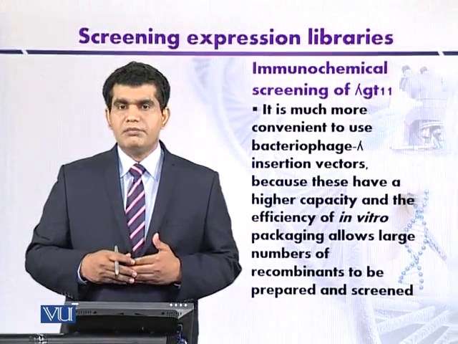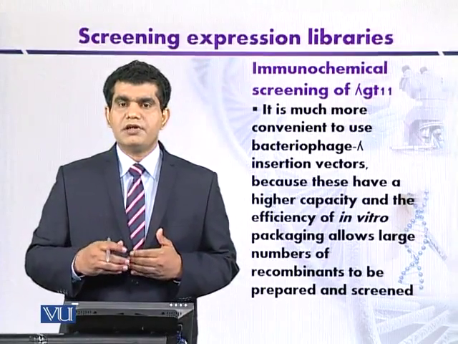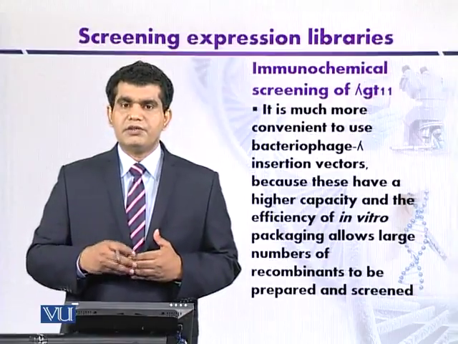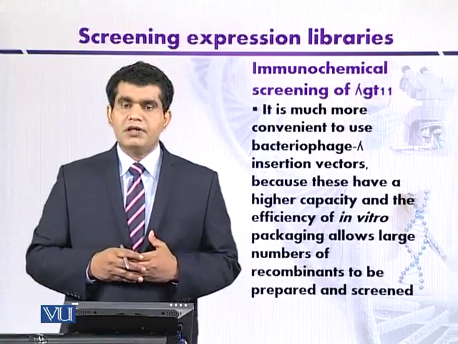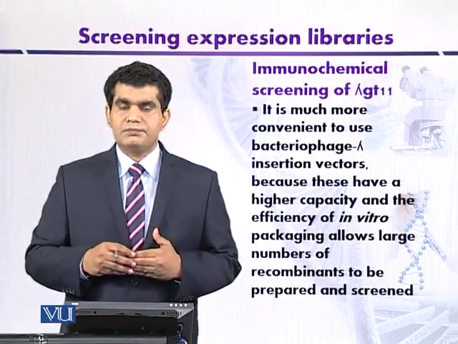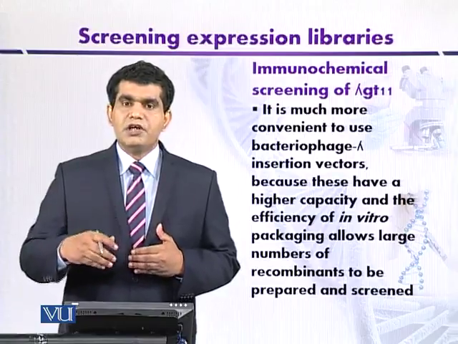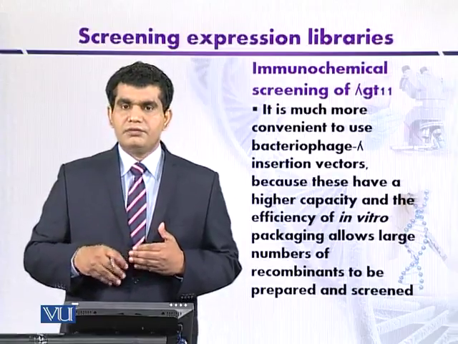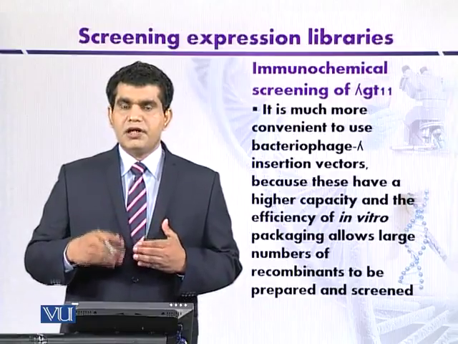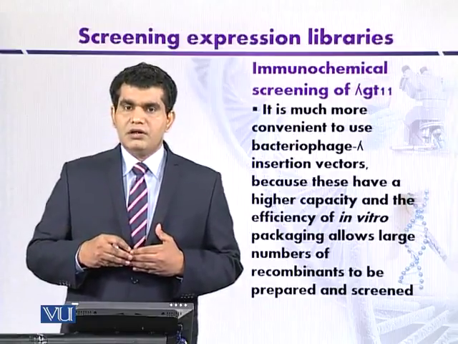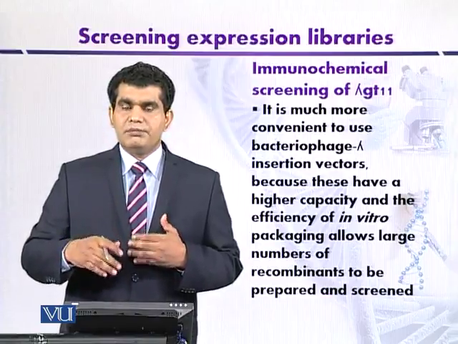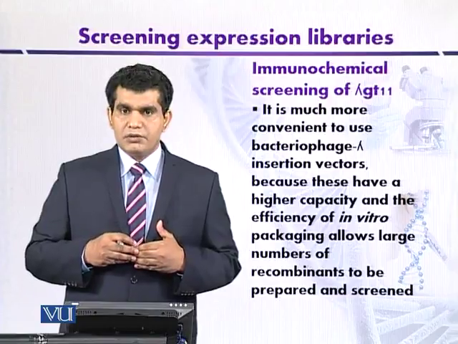Immunochemical screening by using bacteriophage lambda GT11 vectors or even lambda ZAP vector, which is a type of phagemid vector, they can also be used for immunochemical screening. The previous immunological method of Broome and Gilbert was based on library construction in a plasmid. So the library was on plasmid recombinant molecules.